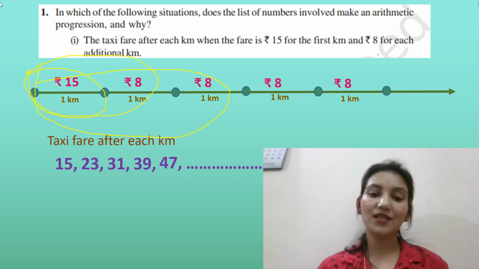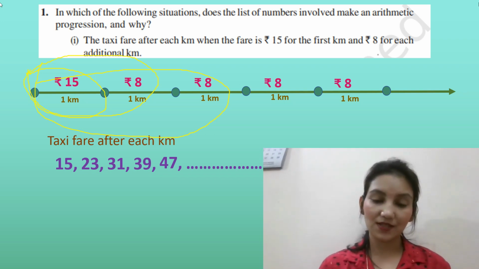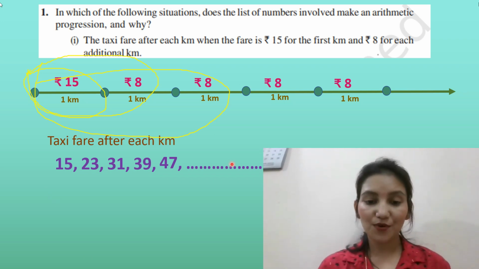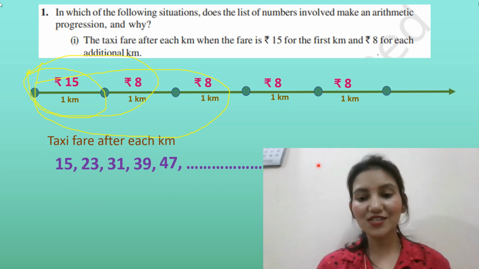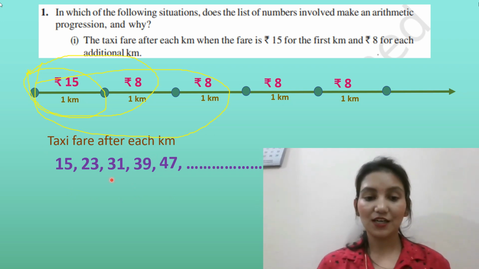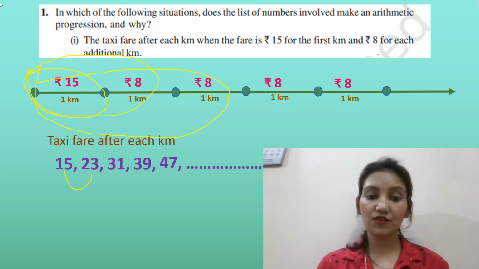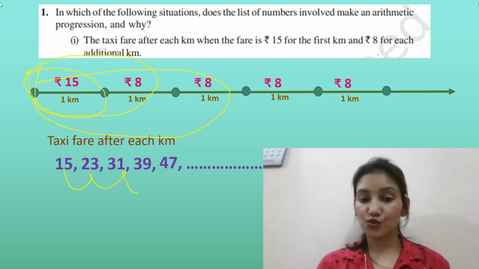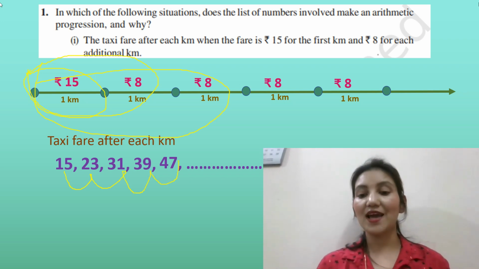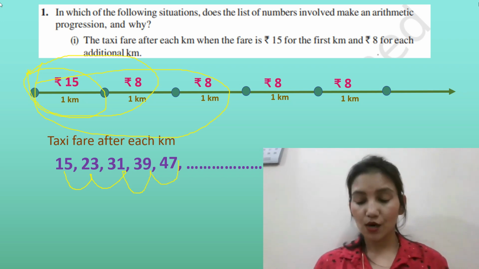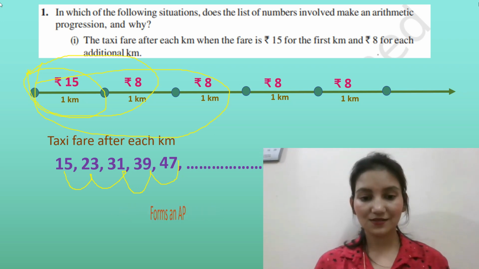Now you need to check whether this sequence of numbers that is formed here forms an AP or not. It obviously forms an AP, because here each successive term is obtained by adding 8 to the previous term. So the difference between two consecutive terms is rupees 8. So it definitely forms an AP, an arithmetic progression, right?